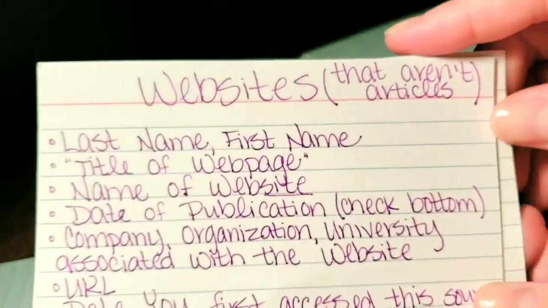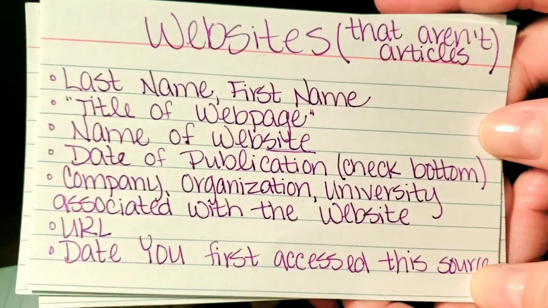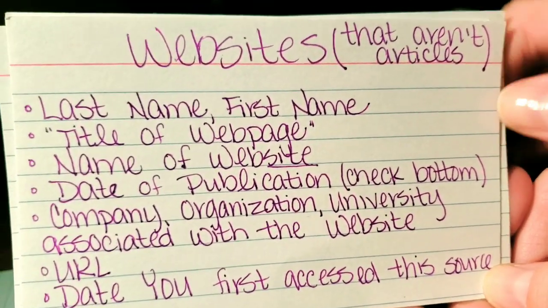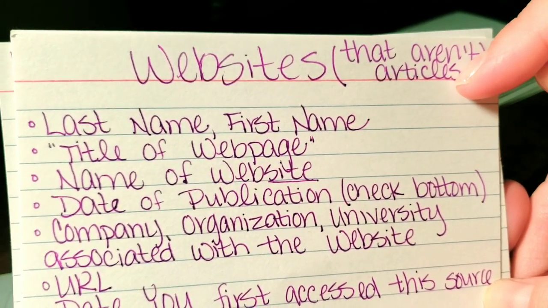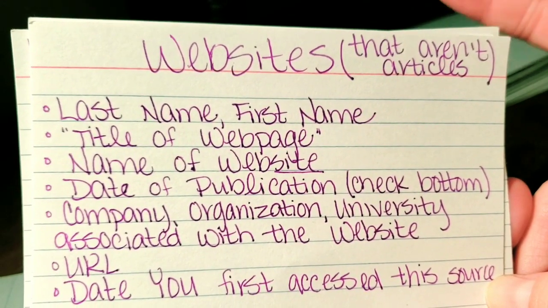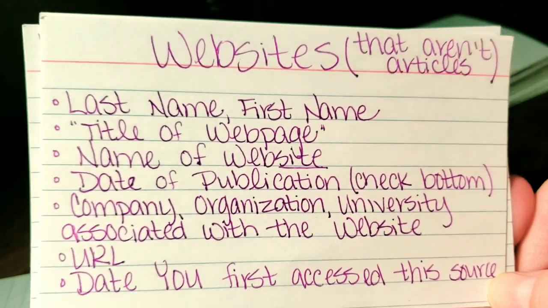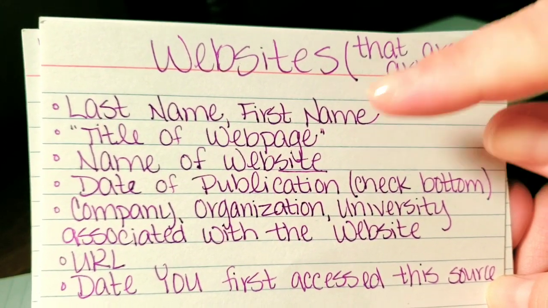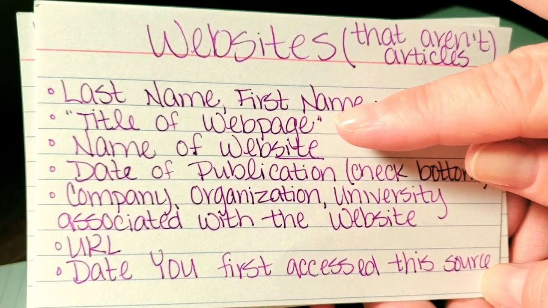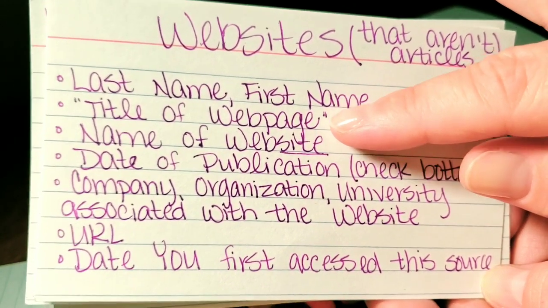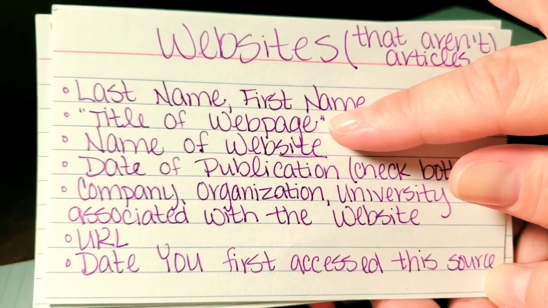The next source, in fact, a couple of people have already found sources that fall under this category, is websites that are not articles. So history.com or something like that. Always, last name, first name of the author, then the title of the web page, which I will go over when we go through more specifics on this source.